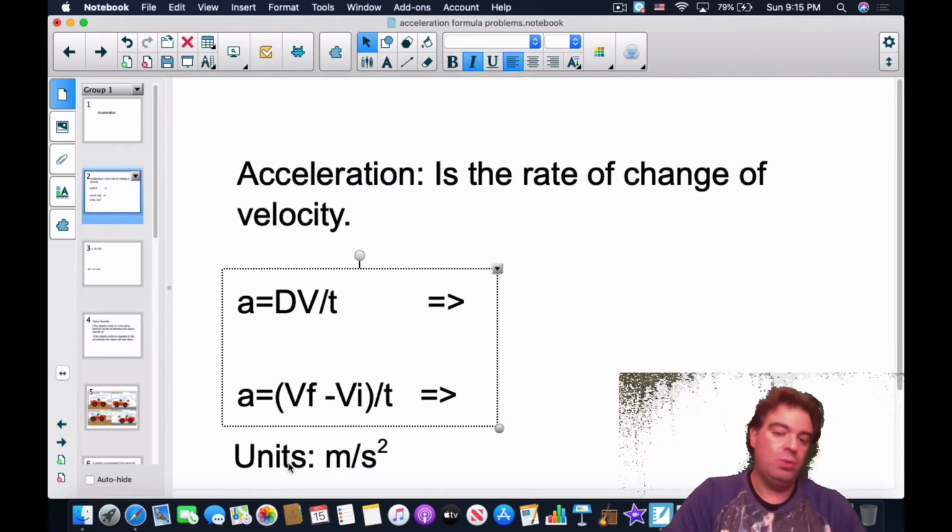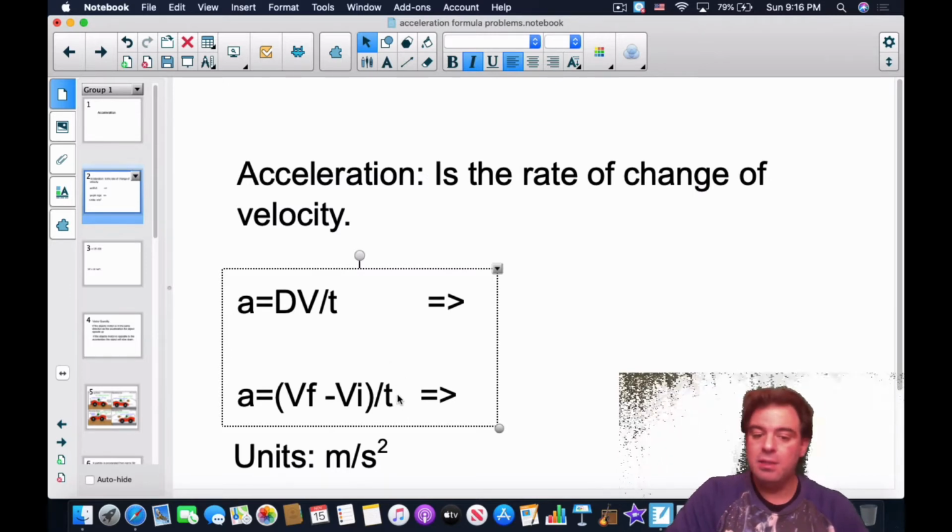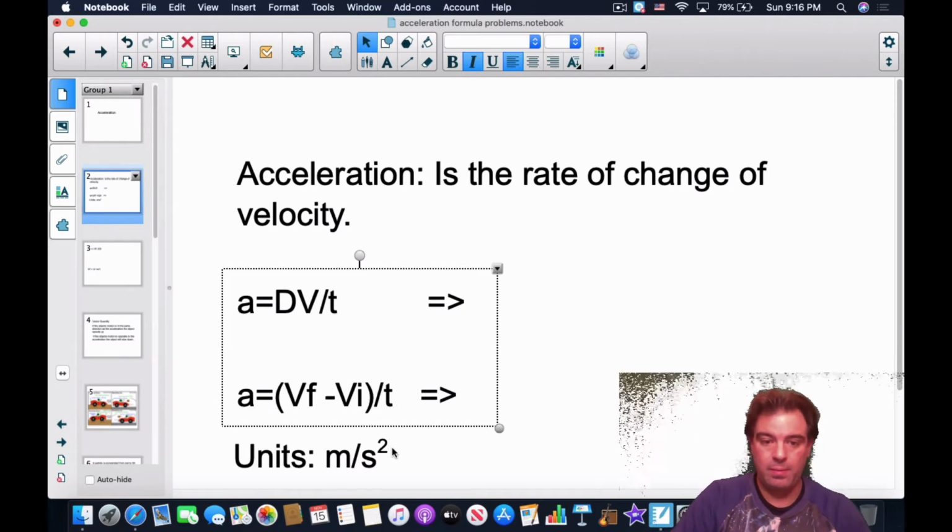So let's talk about the units. What exactly are the units? Velocity is of course meters per second, as we saw in a previous lesson, and time is seconds. So it's meters per second per second. That makes it meters per second squared.